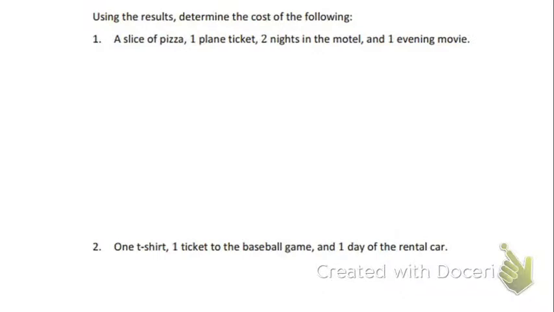Okay, so now it's kind of turned a little bit here. They've asked you before to use the total that was known and kind of back into a per unit price, per ticket, per day charge for the auto rental, etc. What they want to do now is take what you know, which is all of this on this chart, and apply it to these problems. It says here, using the results, determine the cost of the following: a slice of pizza, one plane ticket, 2 nights in a motel, and 1 evening movie. We're going to need a few pieces of information to do that. Let's go back and get those.